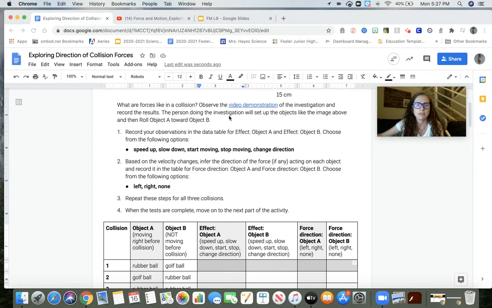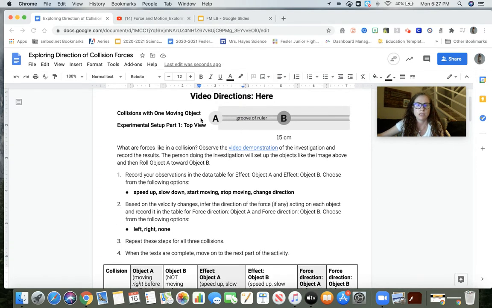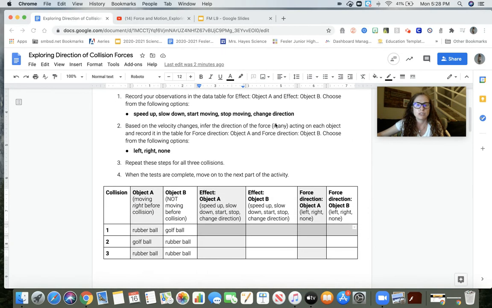So in the video, the first part here is that they're going to set up an experiment like this. Whatever is object B is not moving, it's in the middle of the ruler. Object A is going to roll into B, and we're going to look at what happens to object A and what happens to object B. So the first thing we're going to do is record our observations in the data table for the effect of object A and the effect of object B. And we're going to choose one of these phrases to type in.